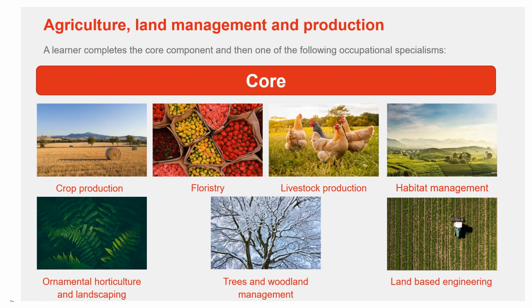So for agriculture, land management and production, the occupational specialisms as they stand currently, and they do link to the current standards, just bear that in mind, are crop production, which is agricultural and pot grown crops, floristry, livestock production, habitat management, land-based engineering, trees and woodland management, and then ornamental horticulture and landscaping.